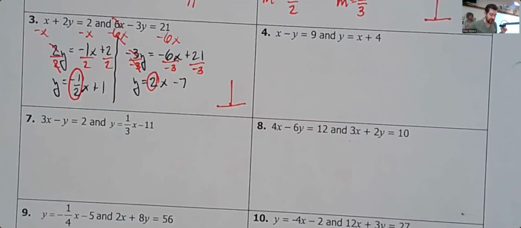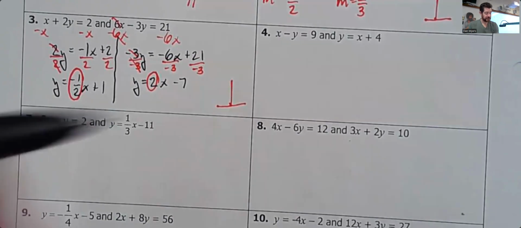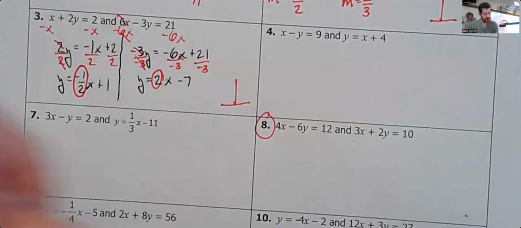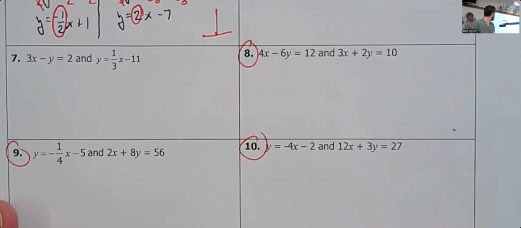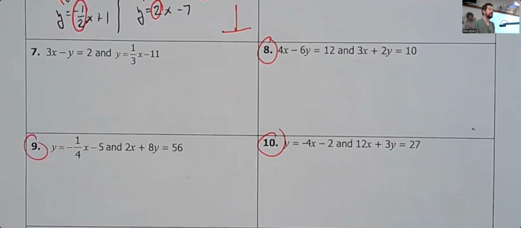Okay. I want you to do 8, 9, and 10 on your own. So skip 4 and 5. Do 8, 9, and 10. Try those 3 on your own real quick.